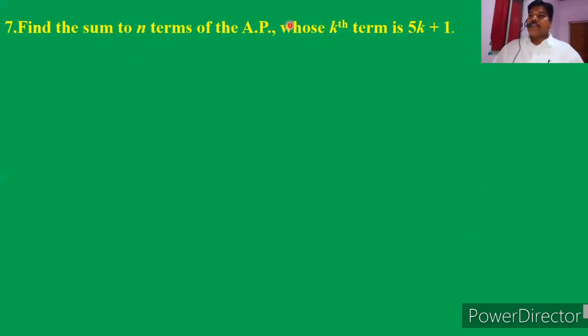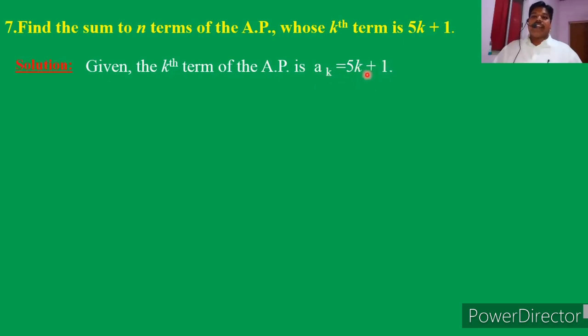So the kth term is given, and you have to calculate the nth term. How can you calculate this value? See that first. In the question, the given is the kth term of an arithmetic progression. What is the meaning of kth term? That is ak. Ak is given as 5 into k plus 1. If ak is given, you can calculate any term in the arithmetic progression, yes or no? If you take n is equal to 1, you will get the first term. If n is equal to 2, you will get the second term. If n is equal to 3, you will get the third term. If k is equal to n, you will get the nth term, yes or no?